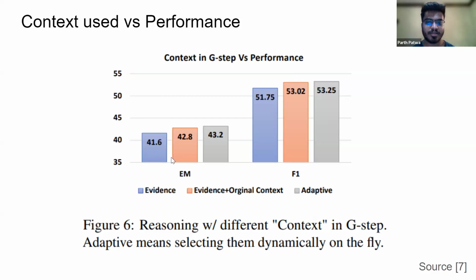Like if you only provide the evidence, the score is low, but if you are providing the evidence and the original content, the score increases. And finally, adaptive is selecting on the fly, which gives the best performance.